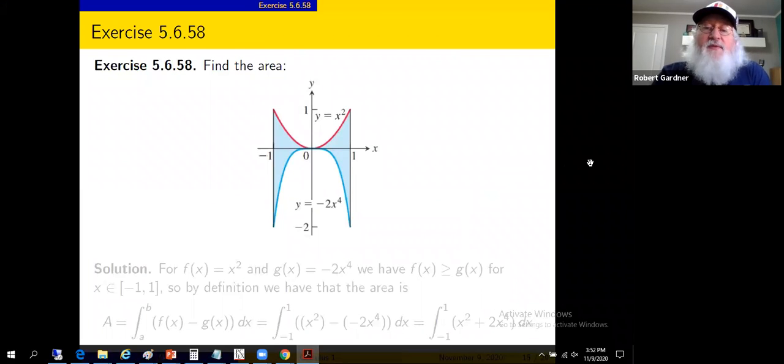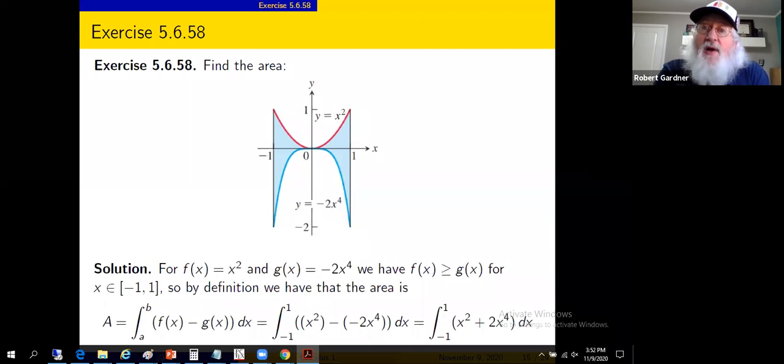Okay, number 58 from the section, they give us the picture. They won't always do that, but let's start with one where they give us the picture. We want an upper function and a lower function. Let's call the upper function f of x equals x squared. Let's call the lower function negative 2x to the fourth, the blue function. So f is the red function, g is the blue function. The f function's on top, the g function's on the bottom.